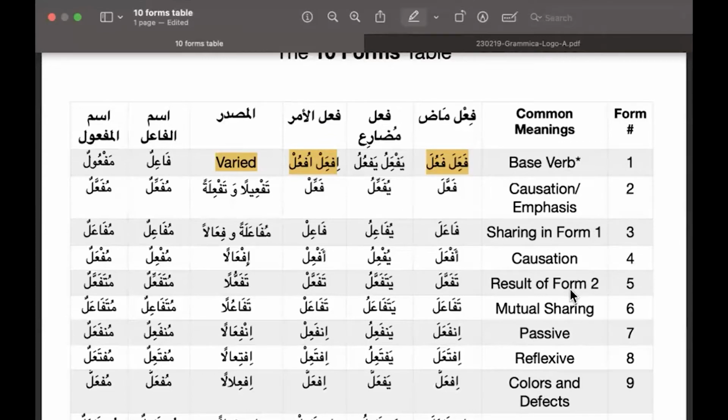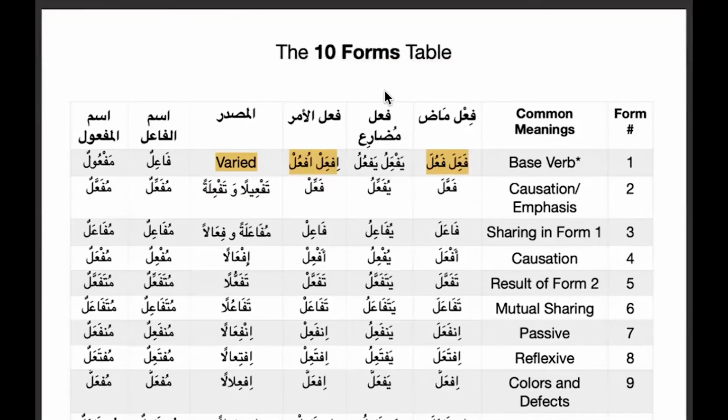So first says transitive takes direct object. Okay, very good, right? And intransitive does not take direct object. Okay, very good. So the transitive verb is something that takes an object, right? Like Ziad says, eat. Okay, good.